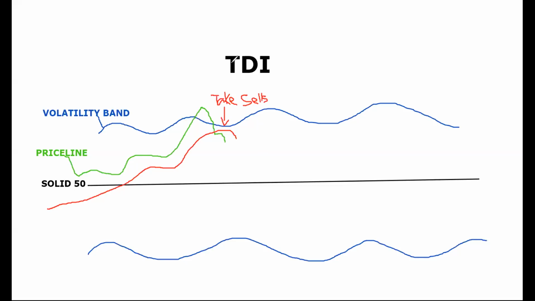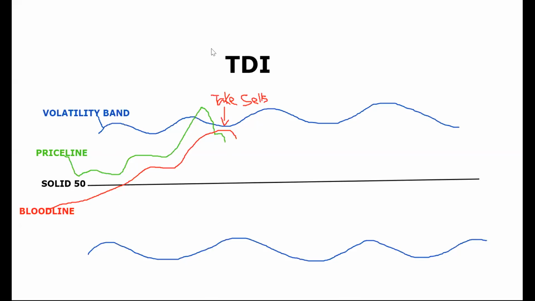So let me write his name down. Bloodline. That's black line. It's an indication for us to take sales. Now, the minute price line crosses black line, you have sell entries.